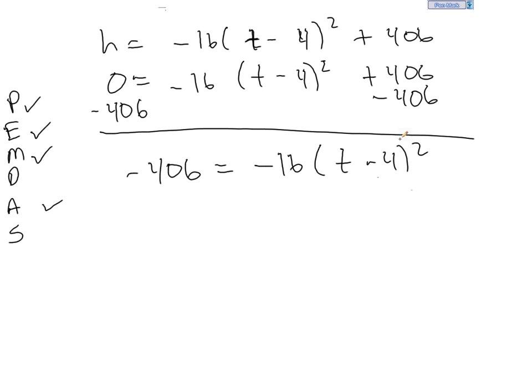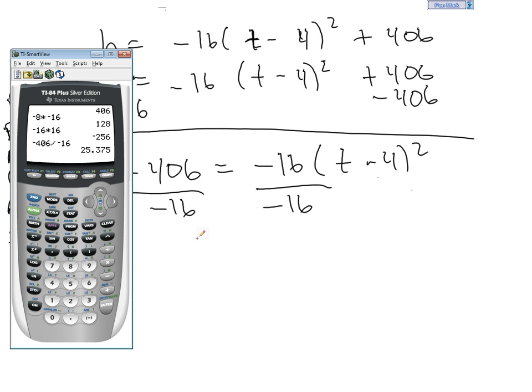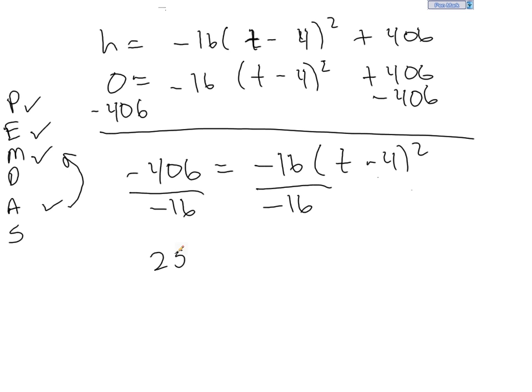So whenever you're undoing something, you're working backwards. So the next thing would be, well, the second to last thing I did was multiply. So instead of multiplying by negative 16, I want to get rid of the factor, so I'm going to divide both sides by negative 16. That gives me 25.375 on the left-hand side. And that leaves me with, well, those divide out, t minus 4 squared.